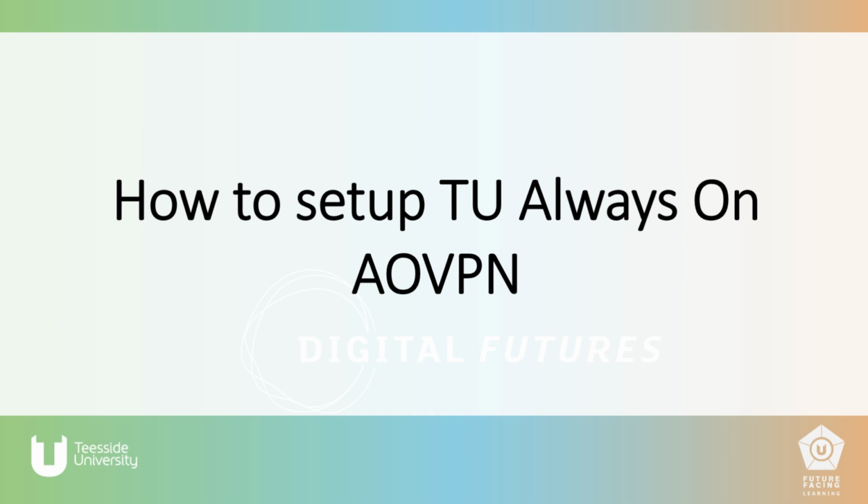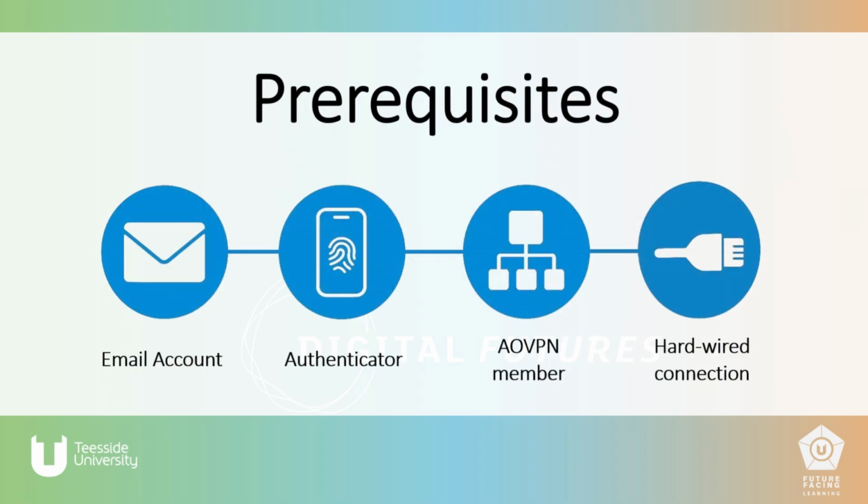How to set up TU Always On VPN or AOVPN. Prerequisites. You must have a staff or an associate mail-enabled account at T's side.